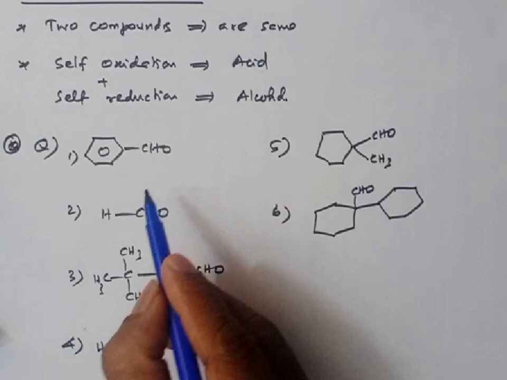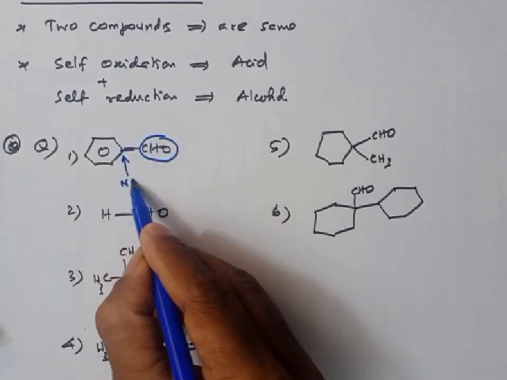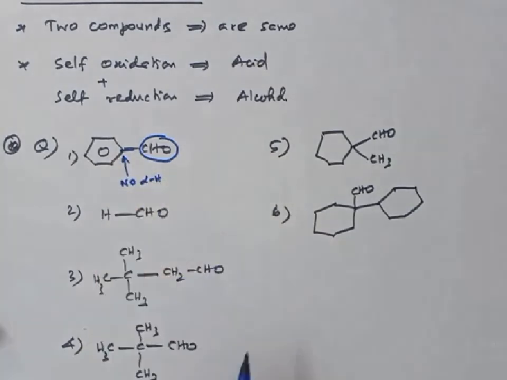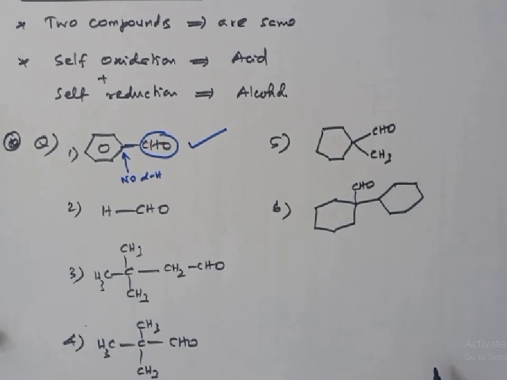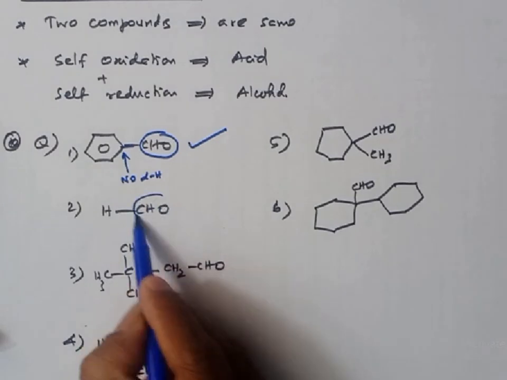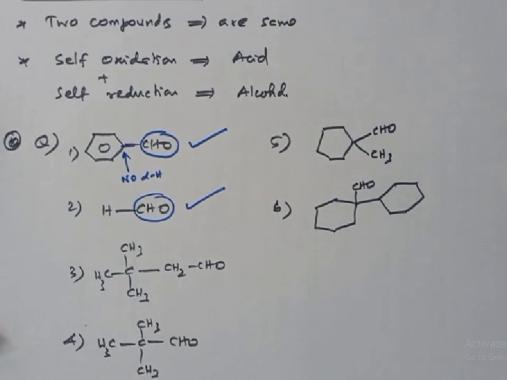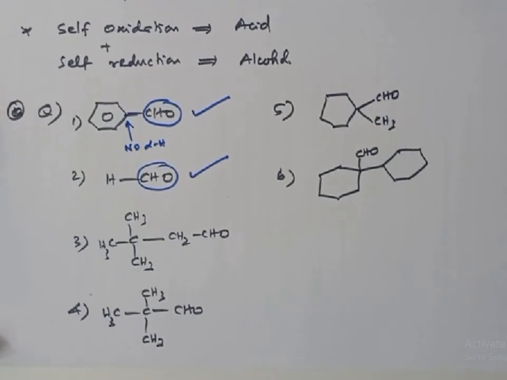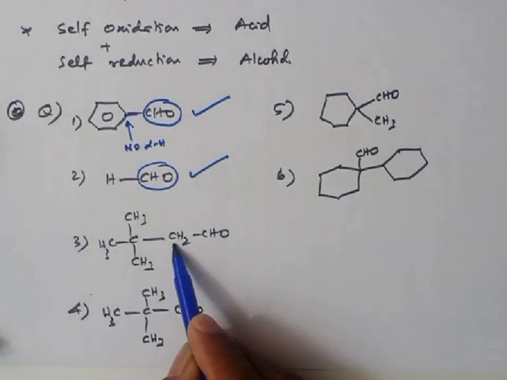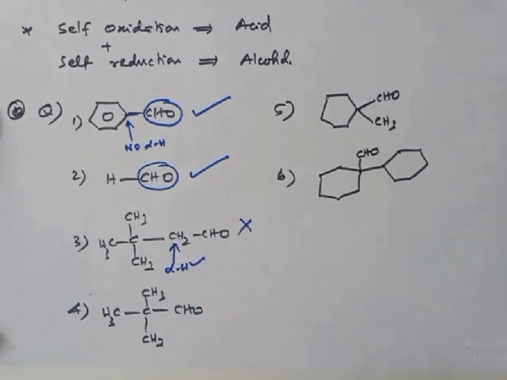See the first one. Here we have aldehyde group, but there is no alpha hydrogen, right? So first one will undergo Cannizzaro. What about the second one? Second one, we have aldehyde group, no alpha carbon at all. Therefore, definitely this will undergo Cannizzaro reaction. What about the third one? No, sir, because this is the alpha carbon which contains alpha hydrogen. So this compound does not undergo Cannizzaro.